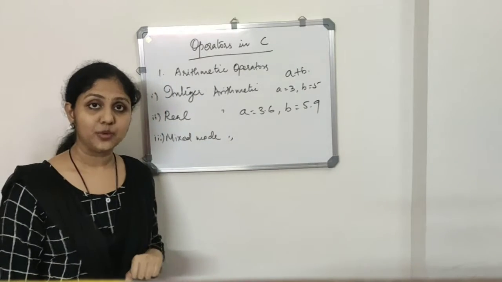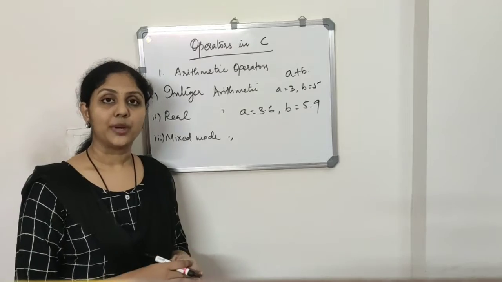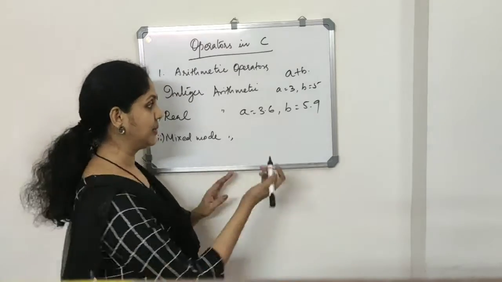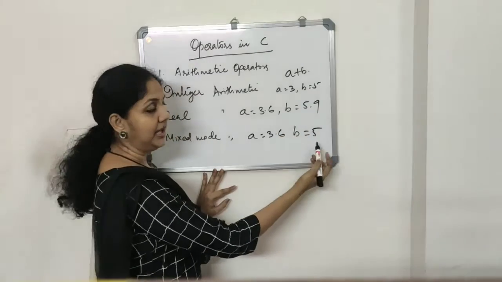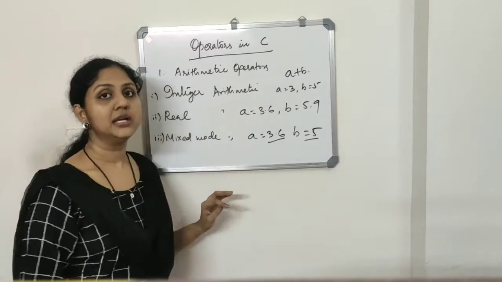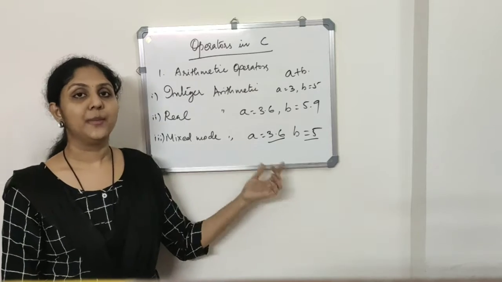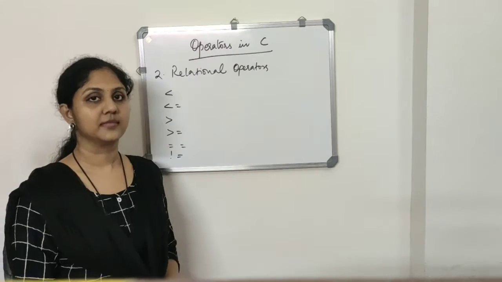Then what is mixed mode arithmetic? The operands could be a combination of both. Suppose A is equal to 3.6 and B is equal to 5. Here B is an integer and A is a real number. Then we call it mixed mode arithmetic.